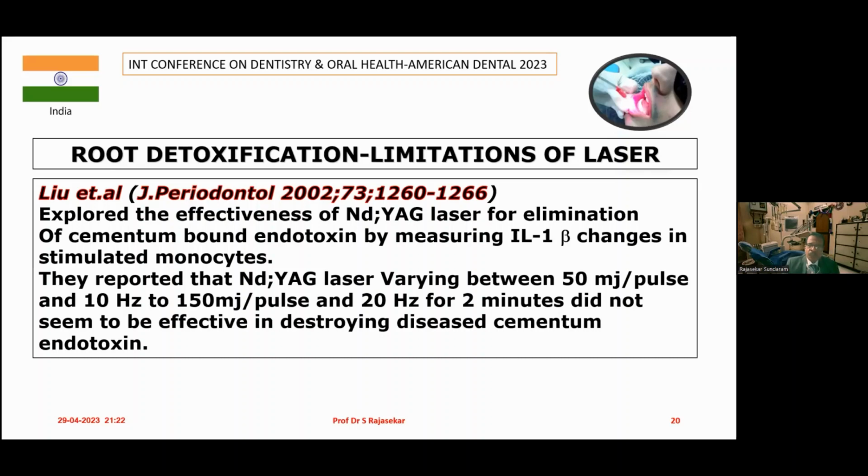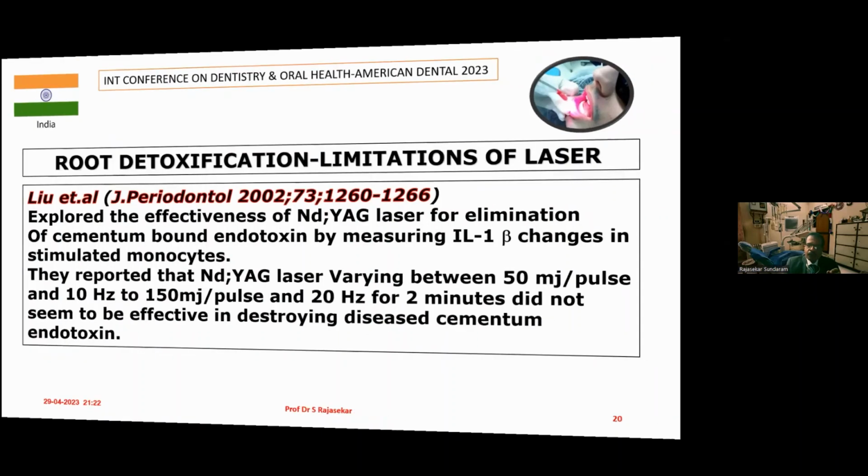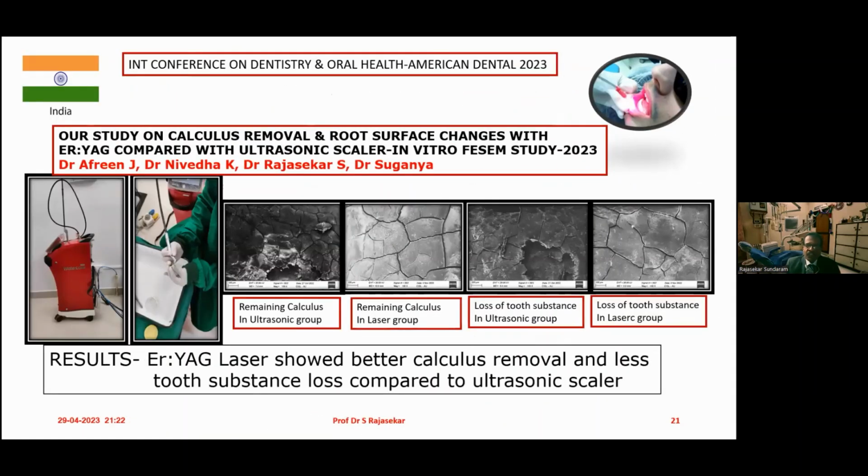So there are also certain limitations. In a study by Liu et al., they explored the effectiveness of Nd:YAG laser, and they found that Nd:YAG laser has not completely removed the endotoxin. They even measured interleukin levels, and they said that Nd:YAG laser has not completely removed the diseased cementum or the root toxins. So we recently did a study using erbium YAG laser and found that this laser was superior to ultrasonic scalers in removing the calculus, and also it removed less tooth substance compared to Nd:YAG or ultrasonic scaling instruments.